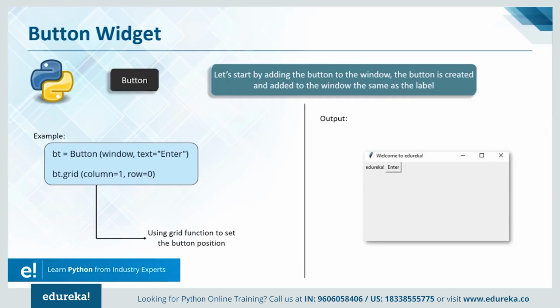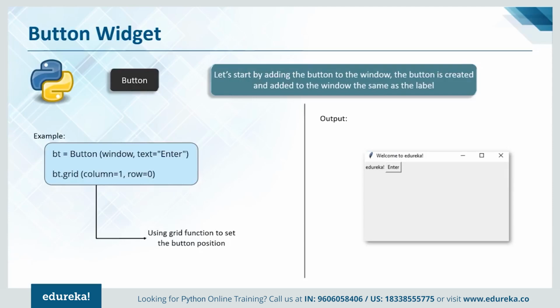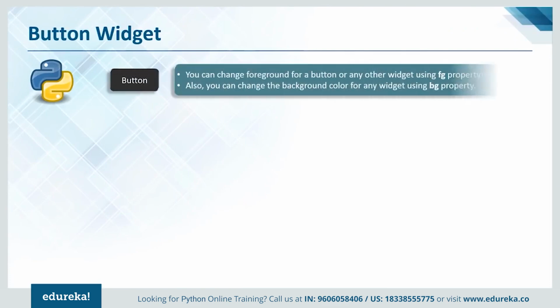As you can check out from the output, we have Edureka and the button we have is enter. It has been kept in the first column, so it is on the top left. This is because the grid function takes two parameters, which are column and row. Since the column is 1 and the row is 0, the message appears in that particular place. In fact, we can also change the foreground for a button or any other similar widget as well.